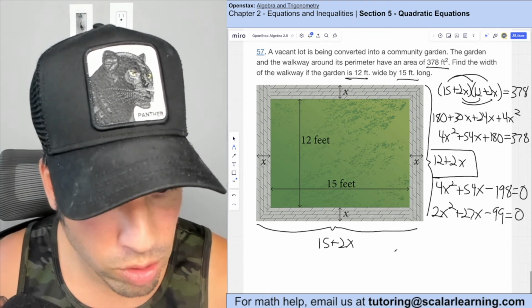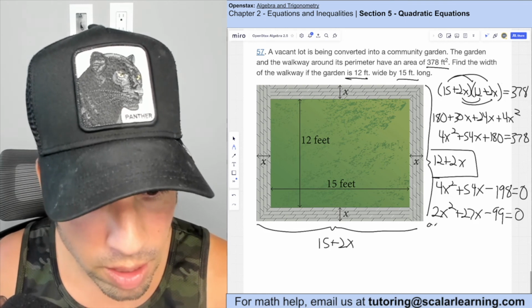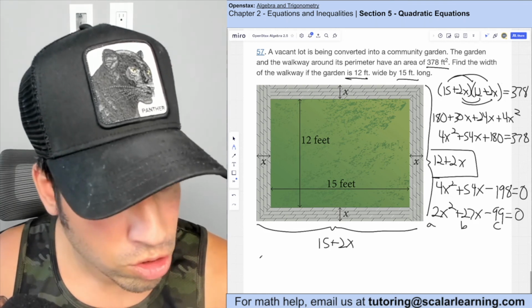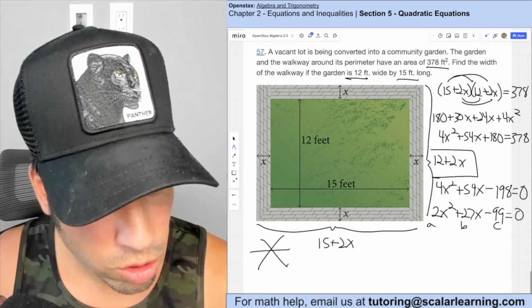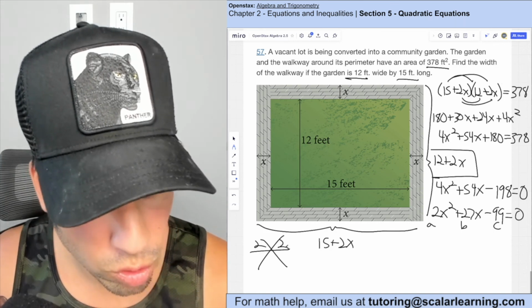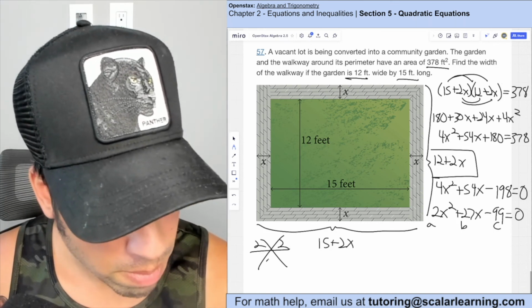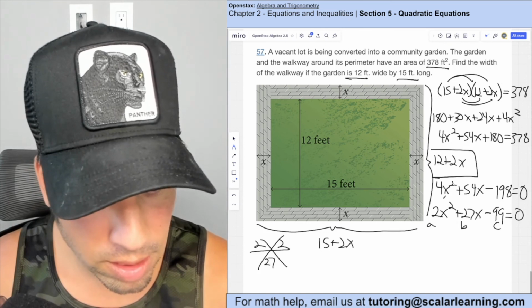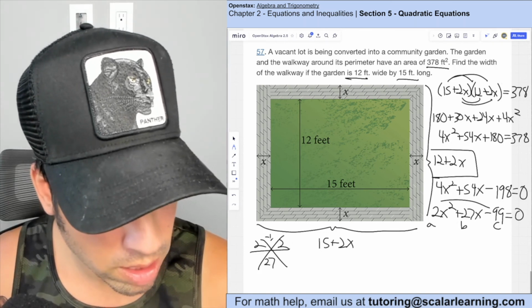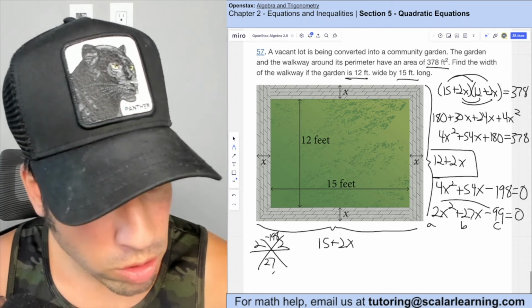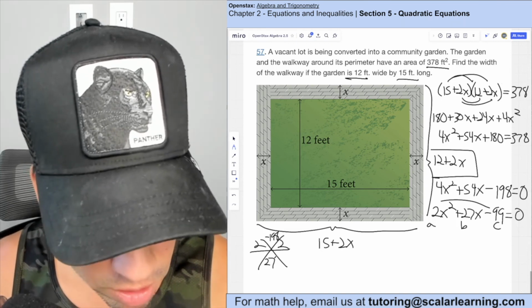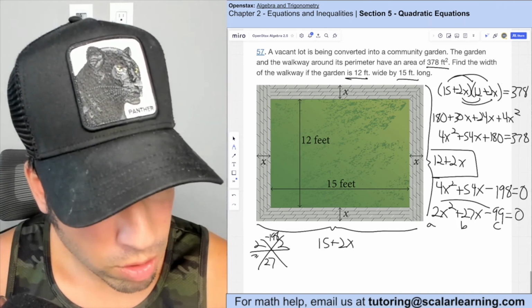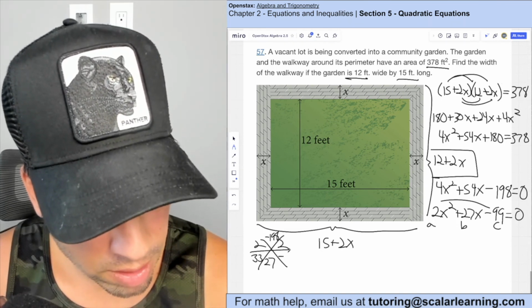Now I'm going to factor using the star method. So we've got A, B, and C. I'm going to set it up down here. We've got 2 and 2, B, which is 27, and then A times C, that's negative 198 up top. So what multiplies to negative 198 and adds to 27? That's going to be 33 and negative 6.